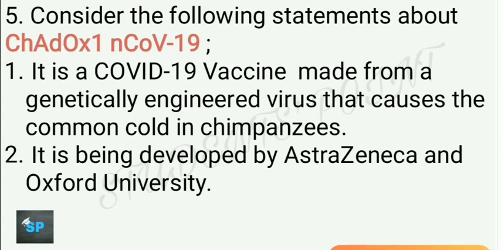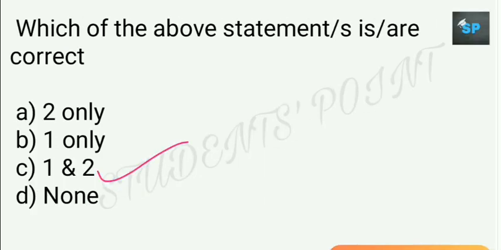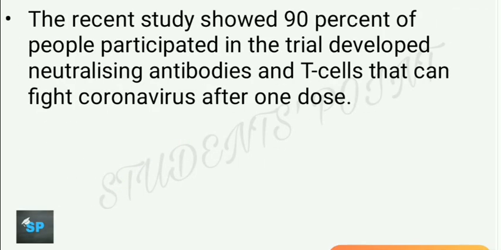And it is being developed by AstraZeneca and Oxford University. This is also correct. So again, C is the right answer here. And the recent study showed that 90% of the people who participated in the trial of this vaccine developed neutralizing antibodies and T cells that can fight coronavirus after one dose.